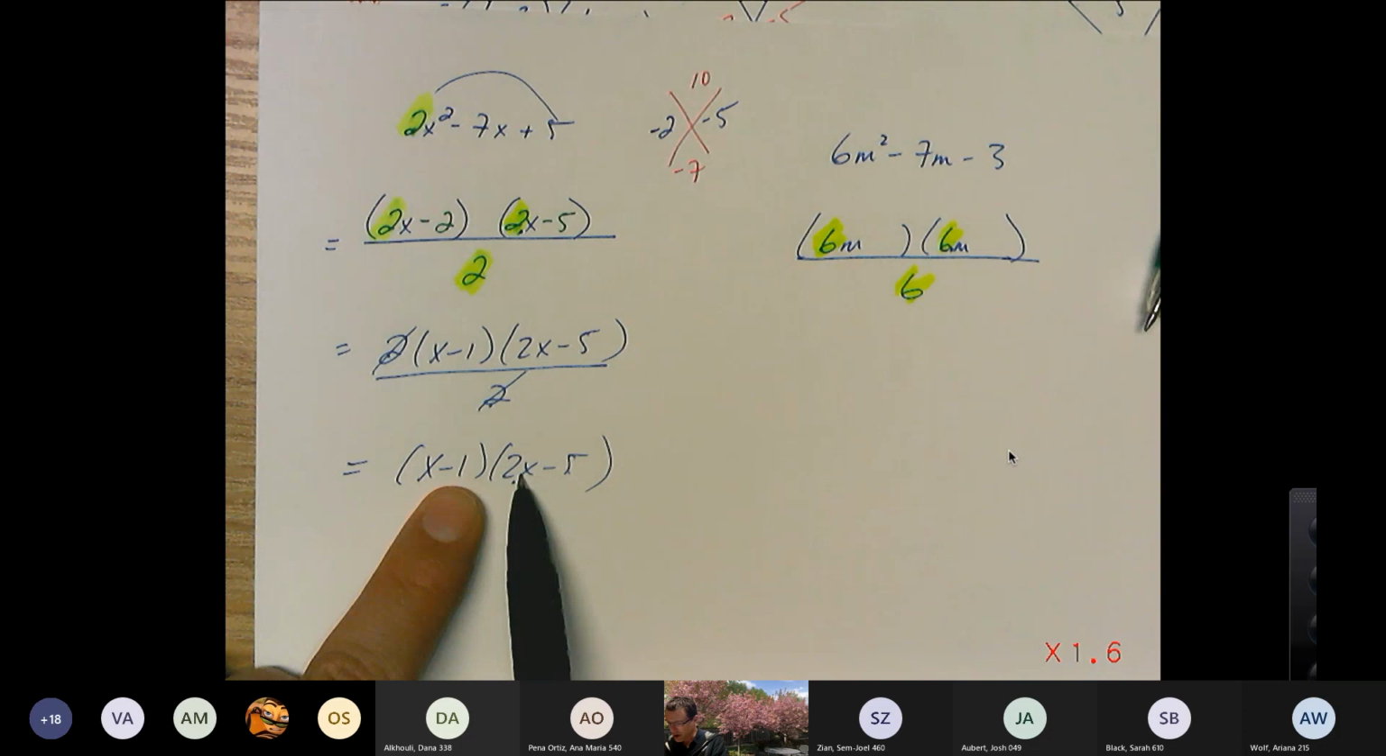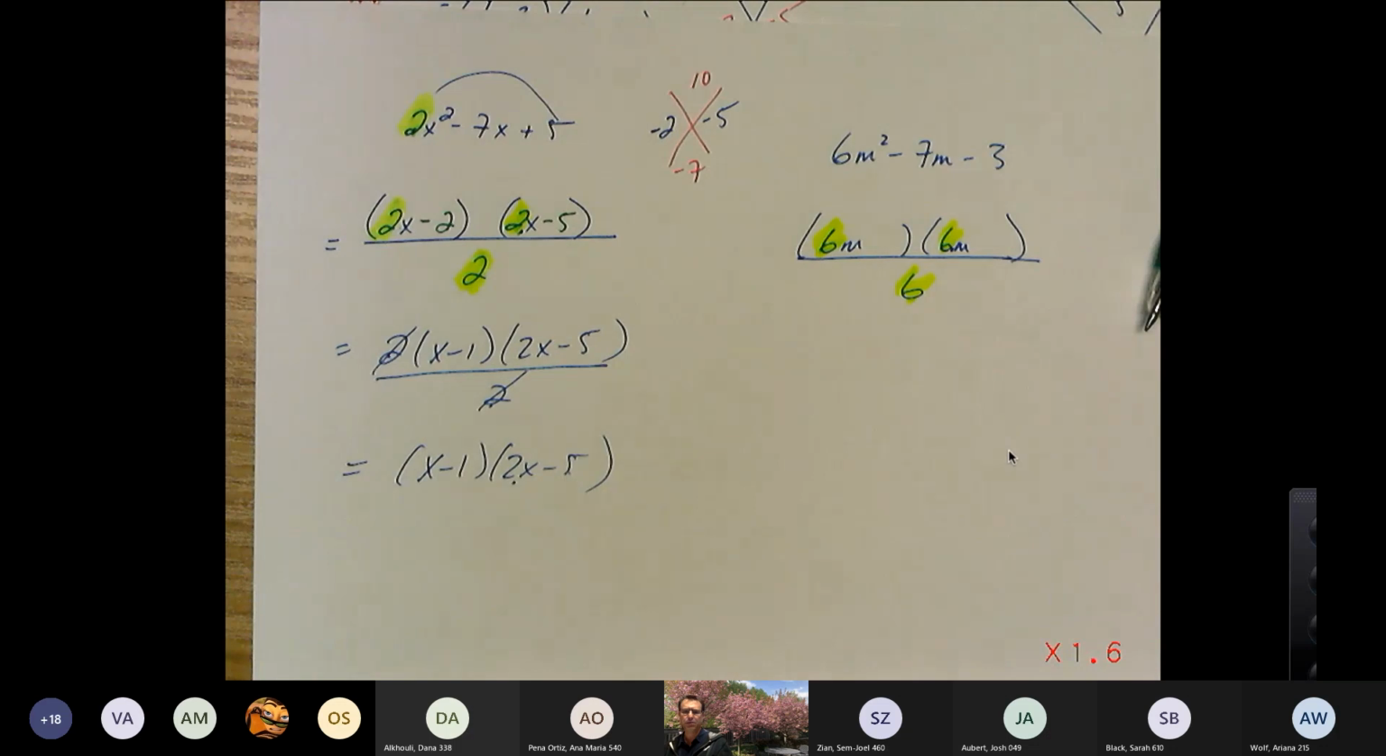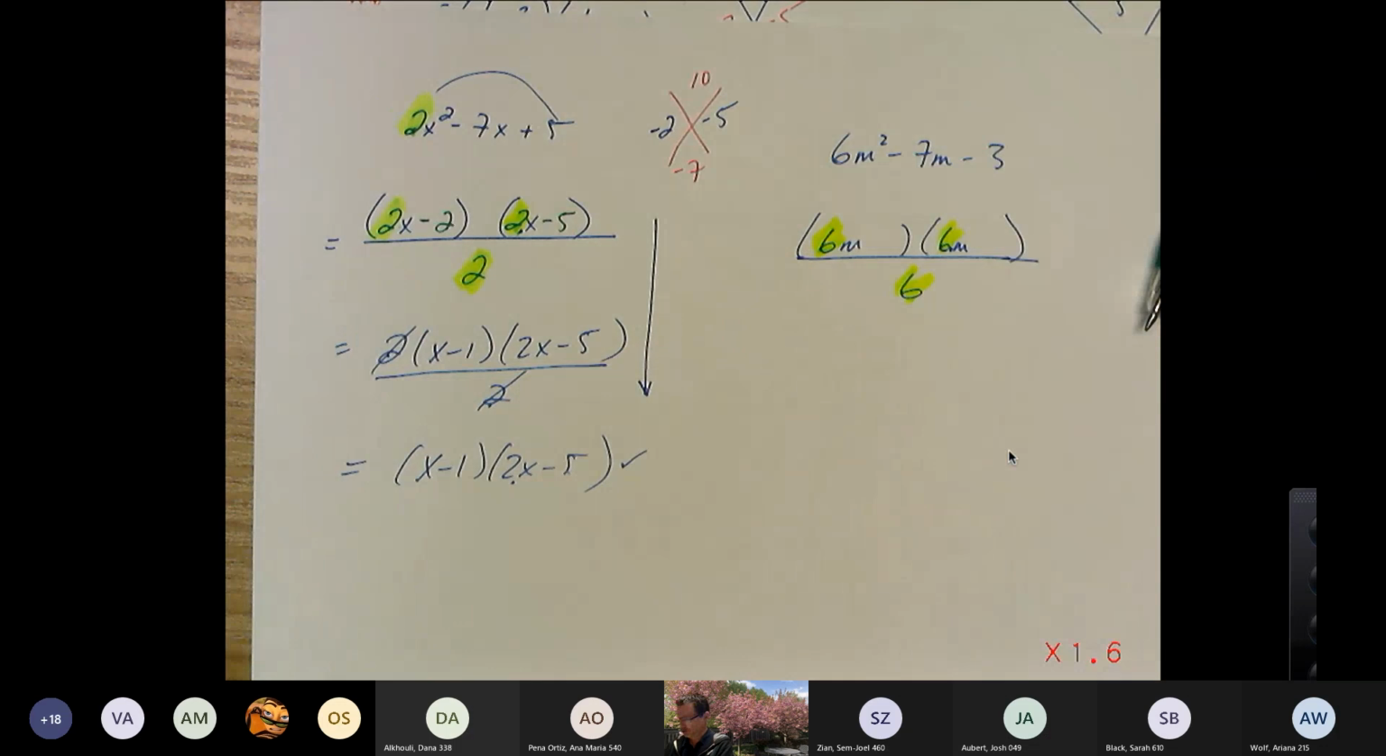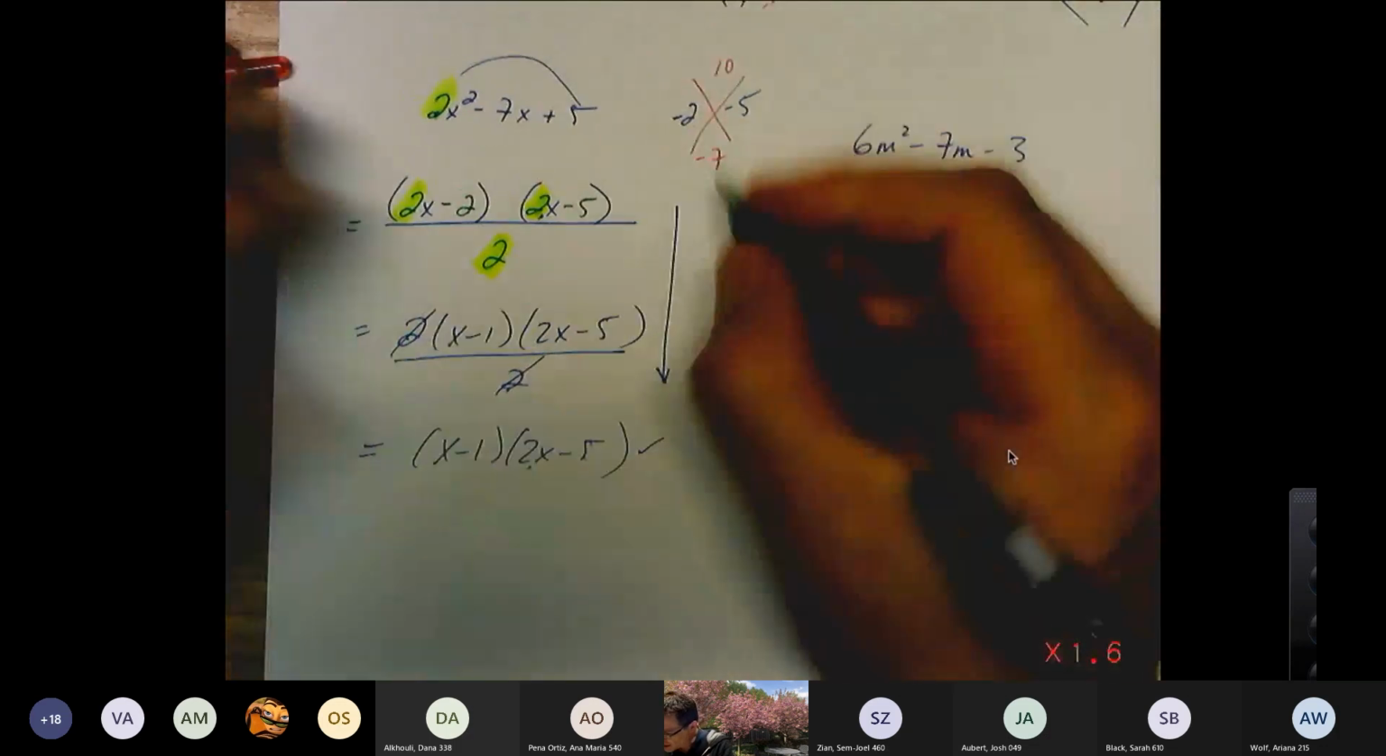X times negative 5, negative 5x. Wait a second, did I do something wrong? Negative 5. No, I did it right. Ha ha ha. Negative 5x and negative 2x is negative 7x and plus 5. It works. This is the way. Oh, I sound like the Mandalorian. This is the way.